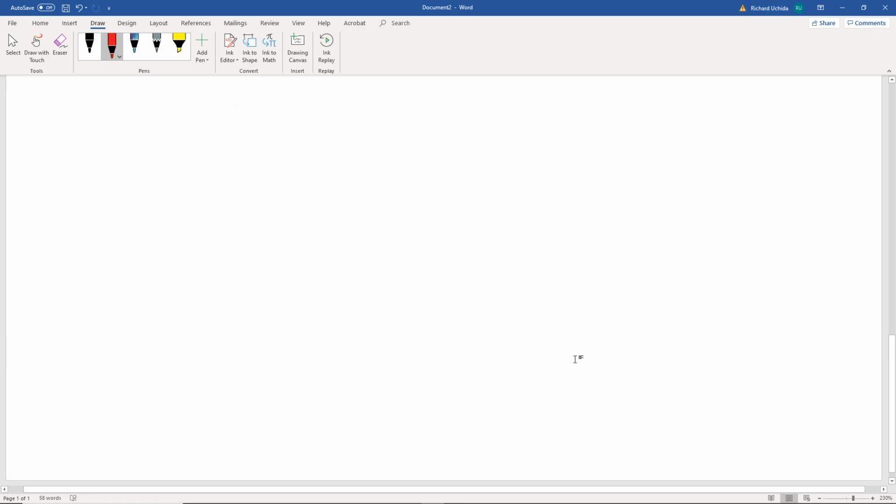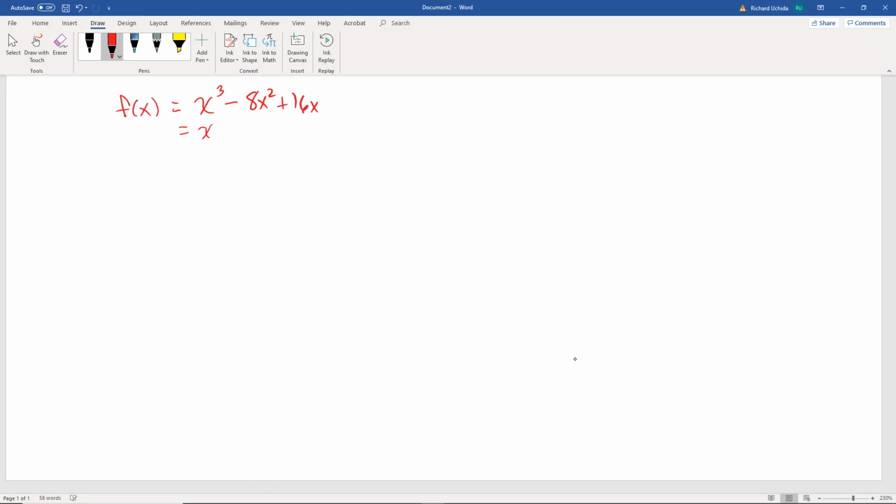So let's do another example. Let's say we want to sketch the function x cubed minus 8x squared plus 16x. Now in this case, this one's not factored, so what we'd have to do is factor the polynomial. Remember, always the first thing you do when you try to factor a polynomial is, can you factor out a greatest common factor? In this case, we can factor out an x.